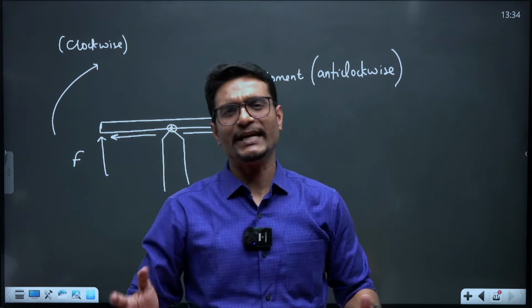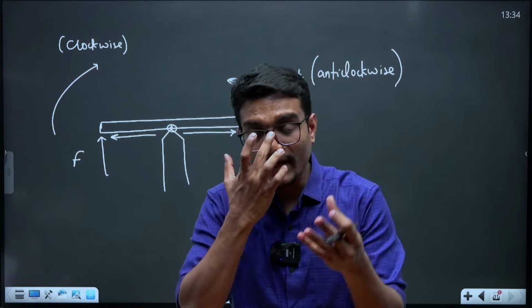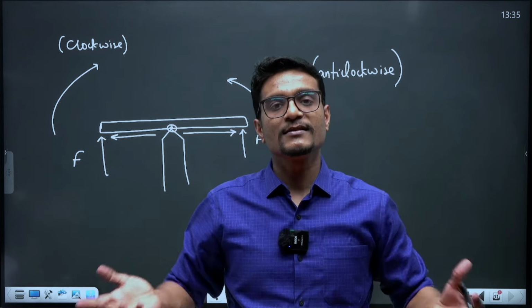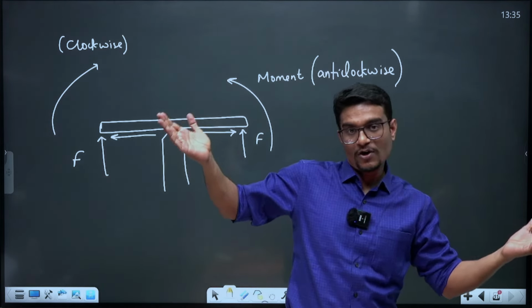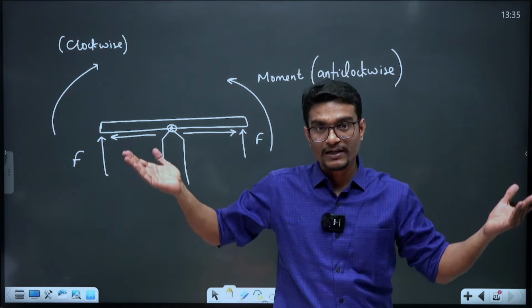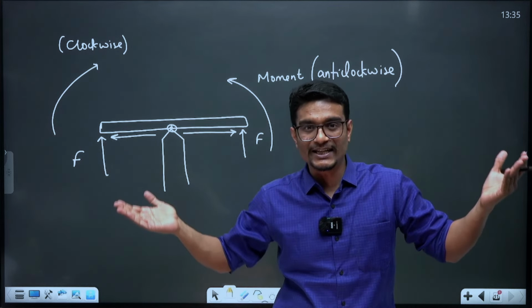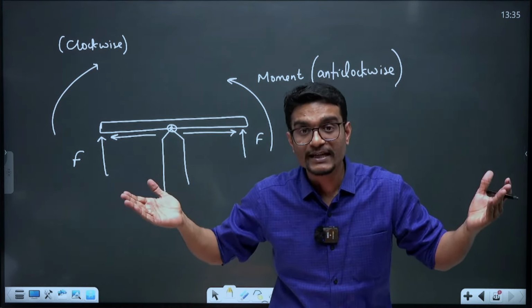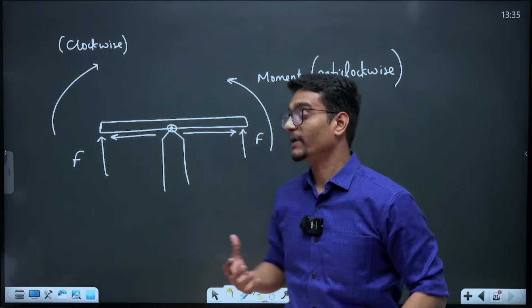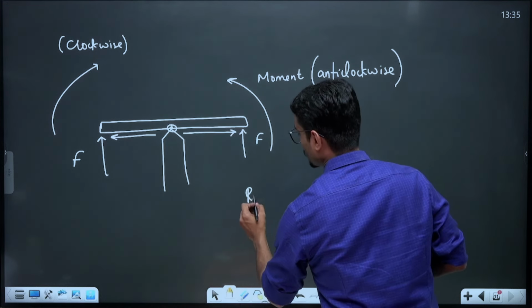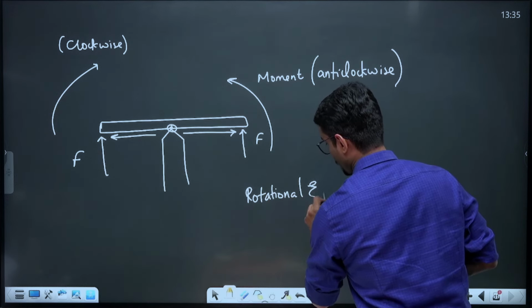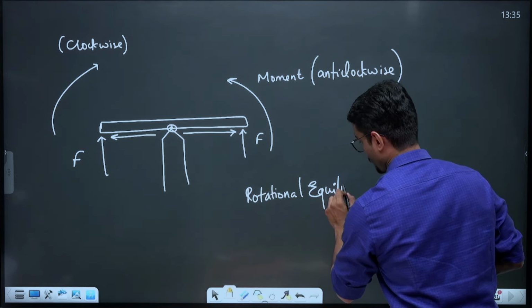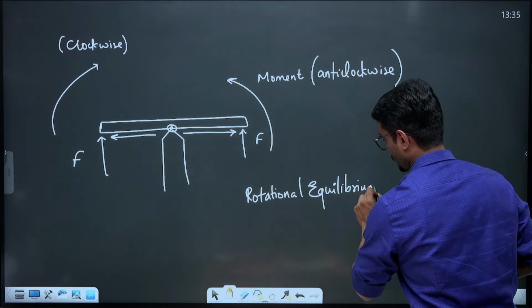So anybody can assume and conclude that, sir, the rod will neither rotate in this direction nor in this direction, so it will not be set in rotational motion. So we can say that it is in rotational equilibrium, and this concept is called rotational equilibrium.